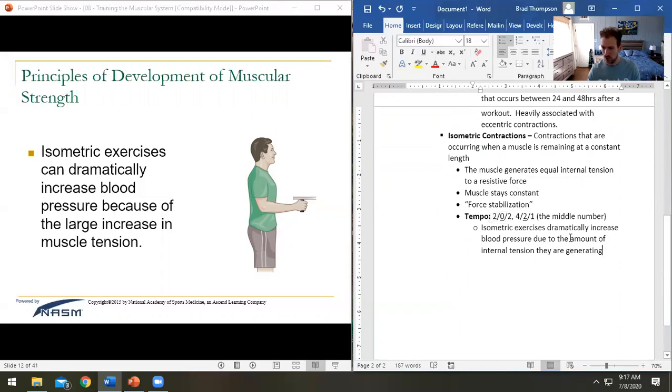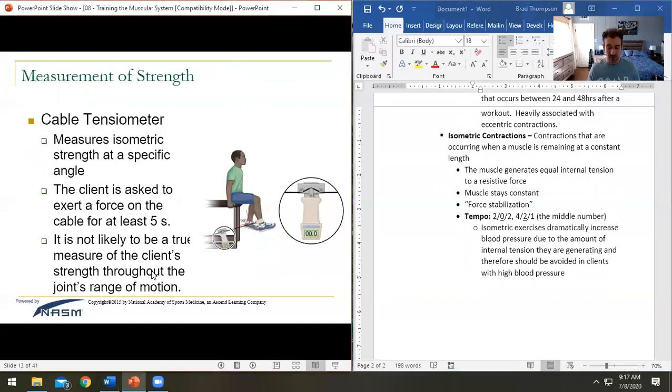Increase to the amount of tension they are generating. Therefore, should be avoided in clients with high blood pressure. Okay, so there's some really cool ways that we can measure this actually. Now, this is one that is not super common, but you'll see it sometimes.